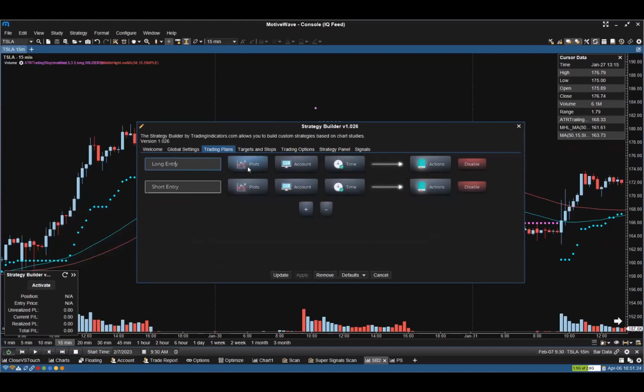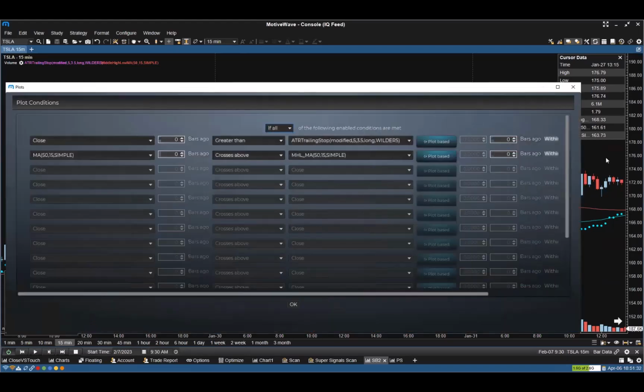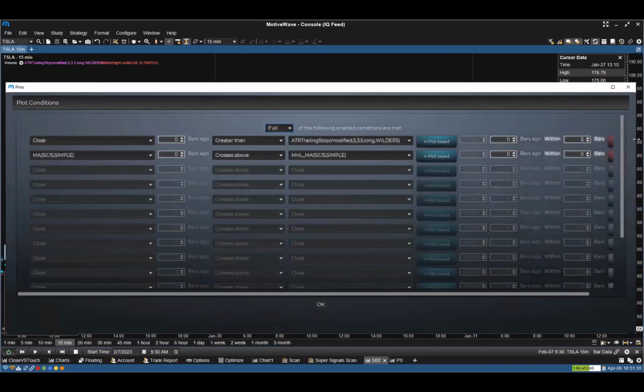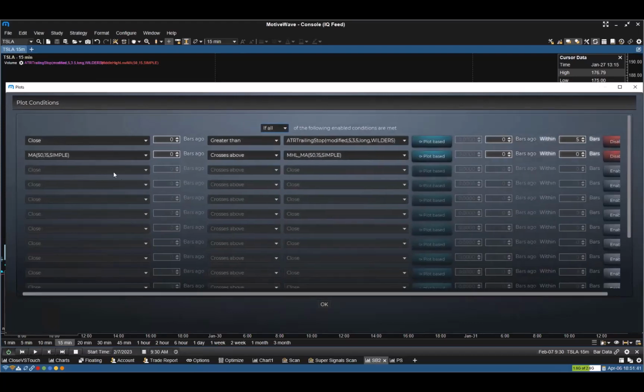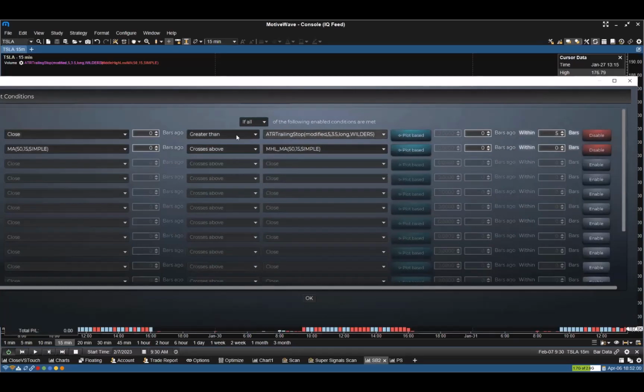And for my long entry, this is where that new feature comes in, which is actually really awesome. And there's so many possibilities for this. So I'm very excited about this one. It is within bars over here, right on the right side. Let me just open this. We can scroll over. So if the close, this first condition, if the close price is greater than the ATR trailing stop within 0 bars. So if the current close is greater than the current ATR trailing stop, those blue dots, and this condition happens within 5 bars. So this didn't have to be true on just the current bar. It could have been true anytime in the last 5 bars.